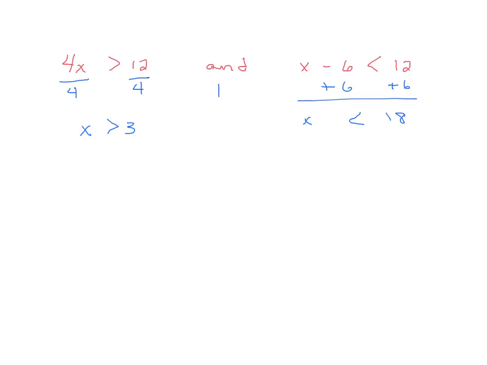But we have to remember that our "and" drops down. So we have two conditions. We have to have numbers that are greater than 3, and we have to have numbers that are less than 18. So let's take a look at the number line.